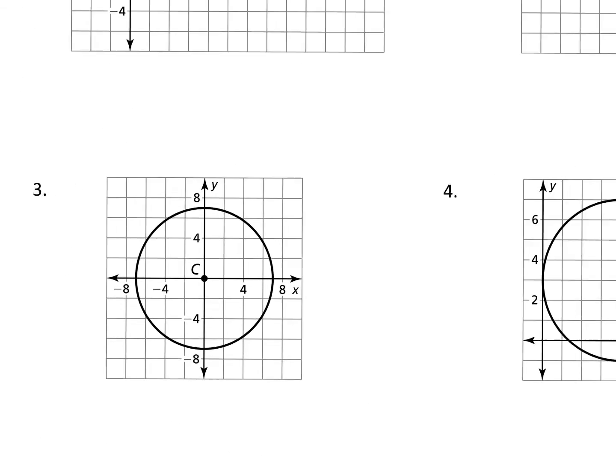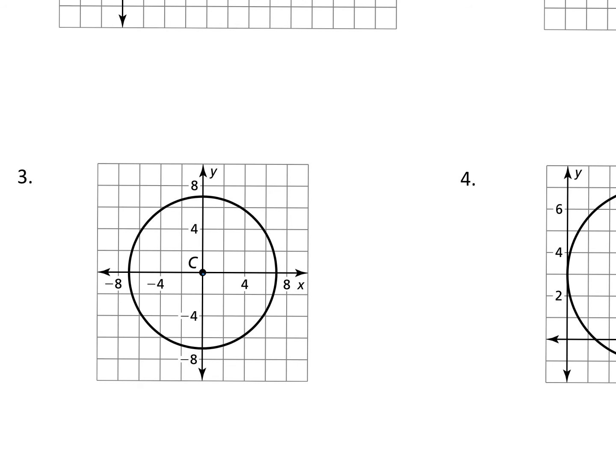Number 3, the center is at the origin, but we got to be careful of our units. Notice that it counts by 2. This is 2, 4, 6, 8. So halfway between 6 and 8 is 7. So our radius is actually 7. So we do x squared plus y squared because it's on the origin, and our h and k are 0. Our radius is 7. We need to square that. 7 times 7 is 49.